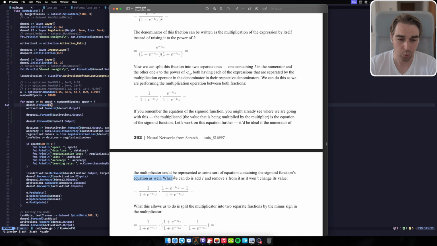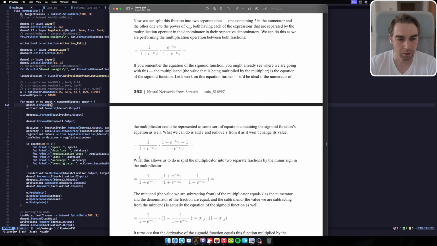Okay. What we can do is to add 1 and remove 1. Okay, so this one. What this allows us is to split the number. Oh, okay, nice. So this is the sigmoid function, this is the 1, and this is again the value of the sigmoid function.